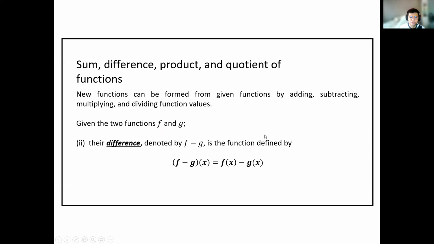Same goes for the difference. You just have to subtract the two equations. Equation 1 minus equation 2, the equation coming from f minus the equation coming from g. Again, you read this as f minus g of x. And again, this is the function of f of x minus the g of x.